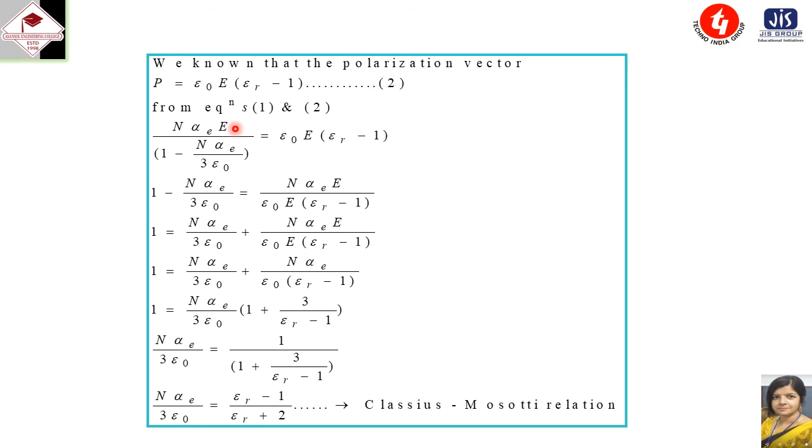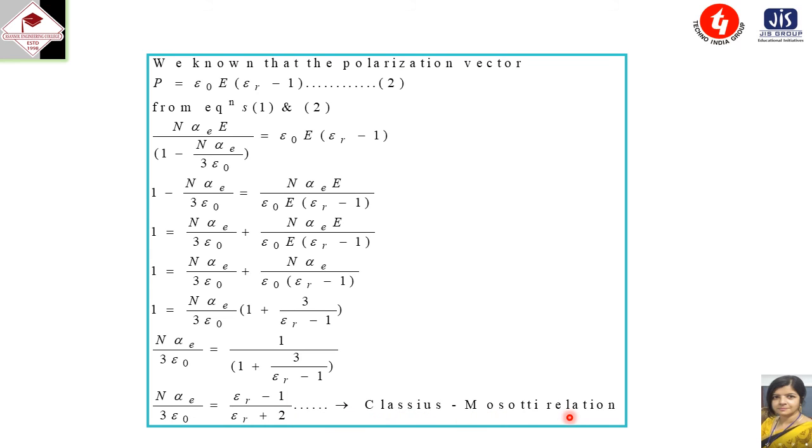Putting equation 1 and equation 2 equal, N alpha_e into E divided by 1 minus N alpha_e by 3 epsilon 0 equals epsilon 0 E into epsilon_r minus 1. After the calculation and simplification, we get N alpha_e by 3 epsilon 0 equals epsilon_r minus 1 by epsilon_r plus 2. So this is the Clausius-Mossotti relation.